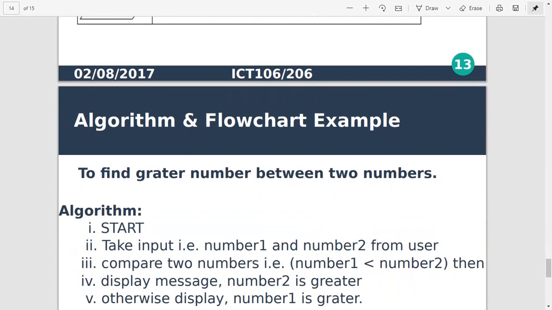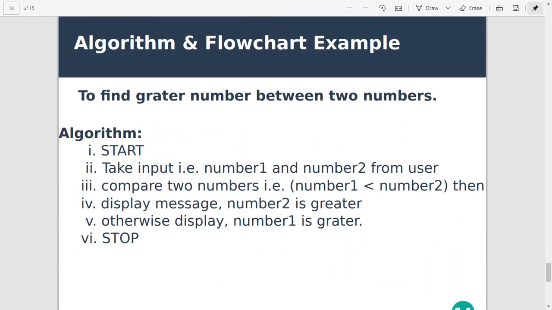Here is one example, that is to find the greater number between two numbers. What is the algorithm for this? First step is start. Second step is take input, that is two numbers, number 1 and number 2. You can take number 1 as 18, number 2 as 20. Compare the two numbers, that is whether number 1 is less than or greater than number 2. Display a message: if number 2 is greater, display number 2 is greater. If number 1 is greater, display number 1 is greater, and the last step is stop.